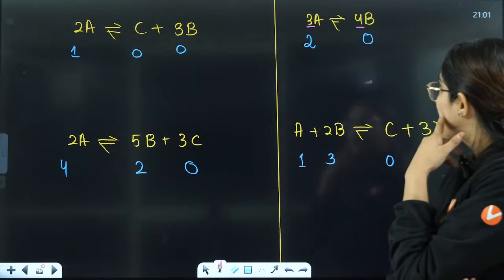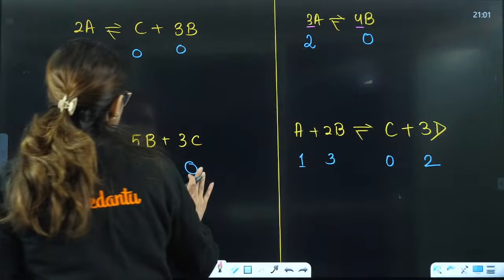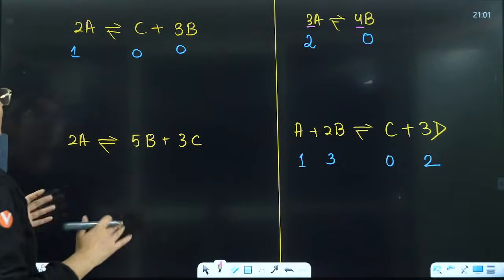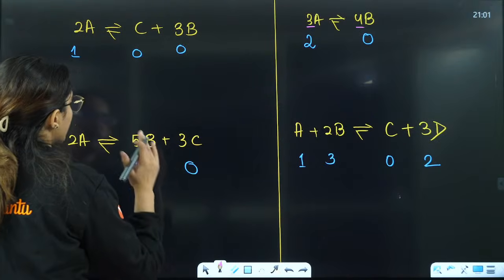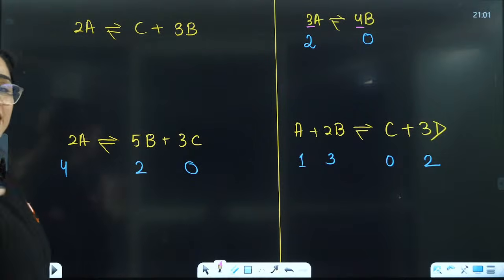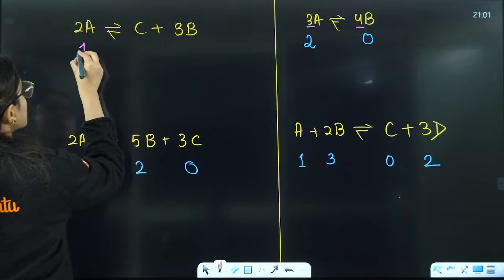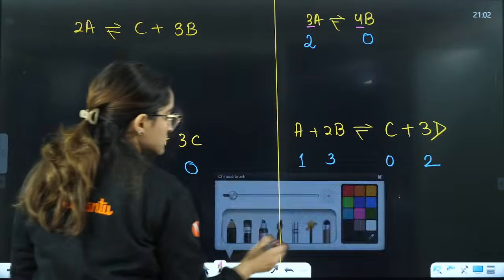Now let's see in some example. Let's see in this example initial moles are not given. Let's say it is given, but here it is not given. When initial mole is not given, then what you will do? You will take this as 1, this as 0, this as 0. So I'll take this as 1, 0, 0.